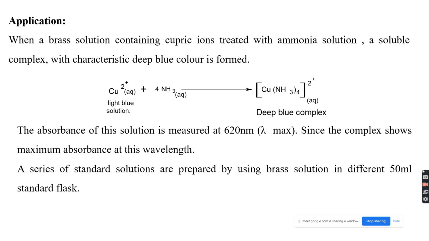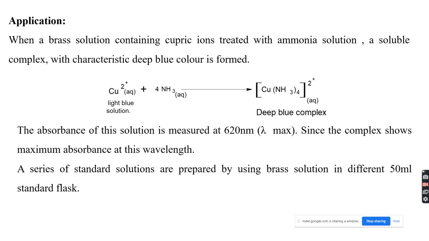This is applied only to a very dilute solution. To detect the concentration of cupric ion in the brass sample, a dilute solution of brass is used. Here, the cupric ion reacts with ammonia, forming a deep blue colored cuprammonium ion. By detecting the concentration of cuprammonium ion formed, or the light absorbed by this ion, we can find the quantity of copper present in the sample. The absorption of this solution is measured at 620 nanometer. This is the lambda max, since the complex shows maximum absorption at this wavelength.